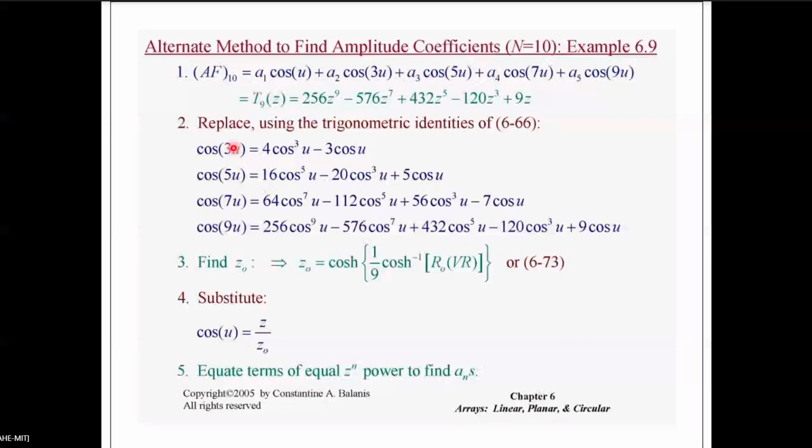M equal to 4. Cos 4u is equal to 8 cos to the power of 4 u minus 8 cos squared u plus 1. M equal to 4. Have you noted down?